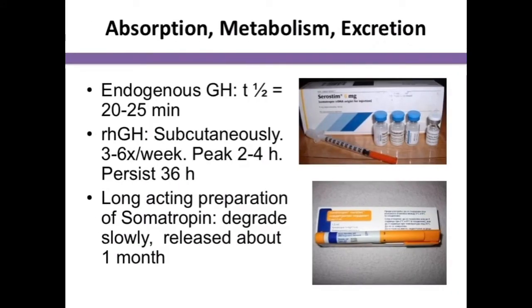Endogenous growth hormone has a half-life of around 20 to 25 minutes. Recombinant human growth hormone is given subcutaneously around 3 to 6 times per week. Peak levels will be in around 2 to 4 hours, and it will persist for approximately 36 hours. Long-acting preparations of somatropin degrade slowly and take around 1 month to be fully released.